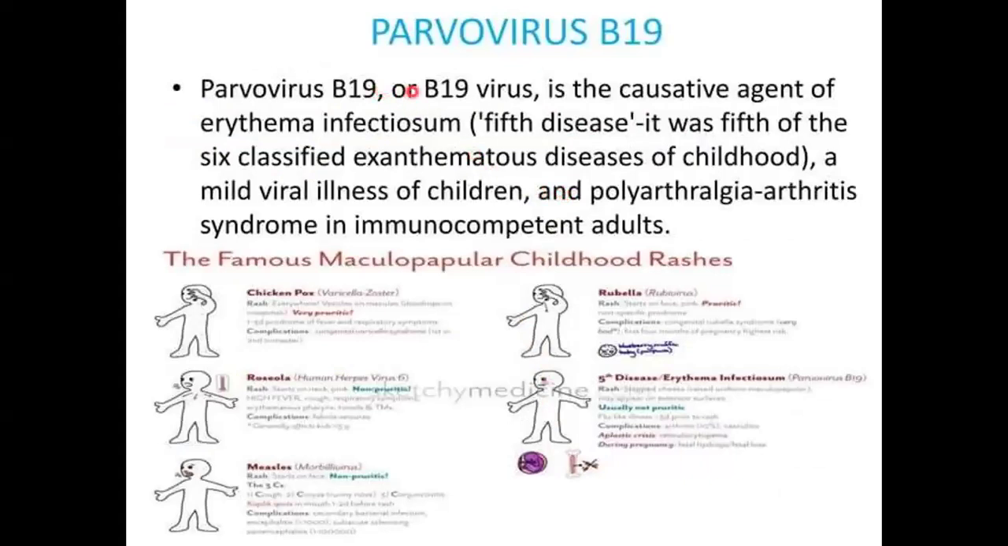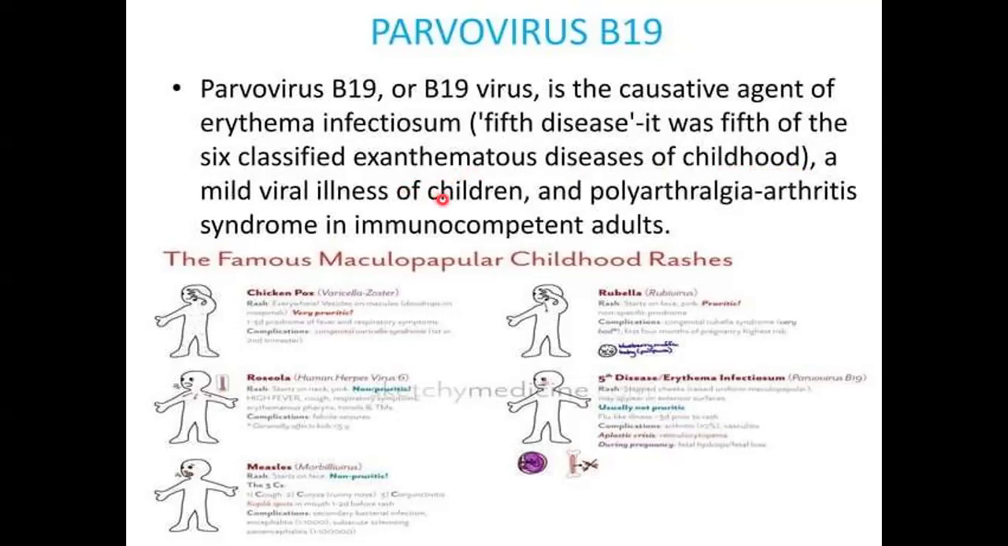Parvovirus B19 is a causative agent of erythema infectiosum, also known as fifth disease. This is something you'll hear. People usually call it fifth disease or erythema infectiosum. When you hear the word fifth disease in your exams or anywhere you interact with patients, just know that is parvovirus. It was the fifth of the 6 classified exanthematous diseases of childhood.